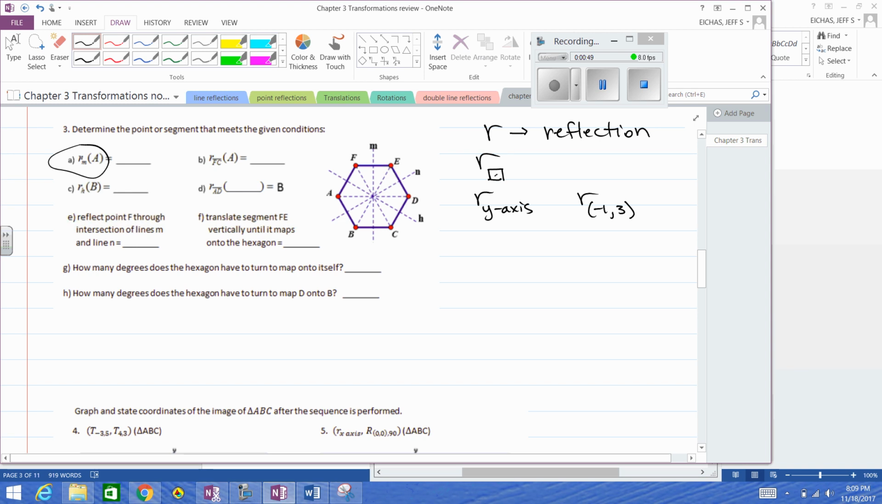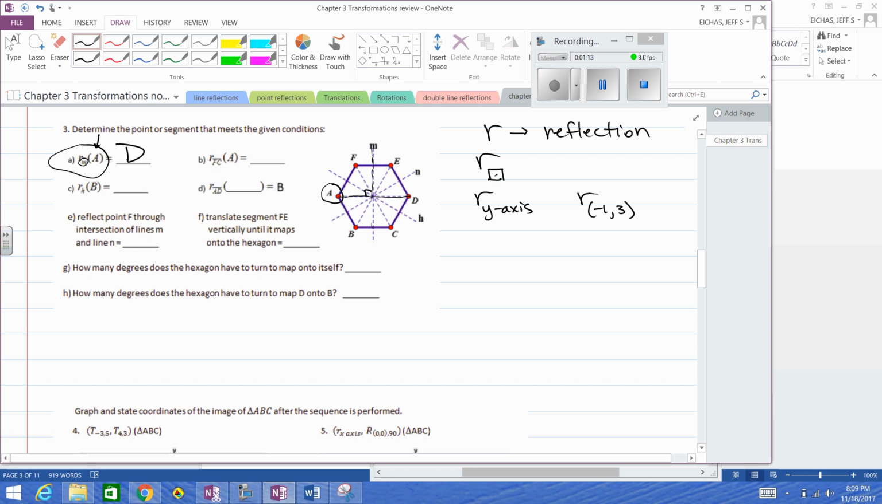In A, it says reflect, and then M is a line. So we have to say, okay, reflect over line M. In the parentheses, it's what point are we reflecting? We are reflecting point A over line M, and then perpendicular, same distance. That's going to land on D.